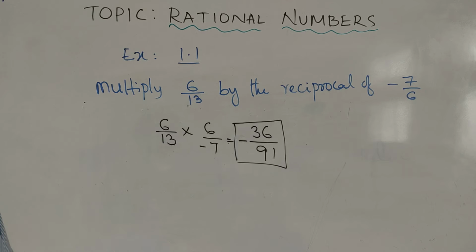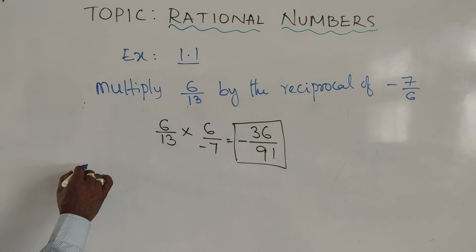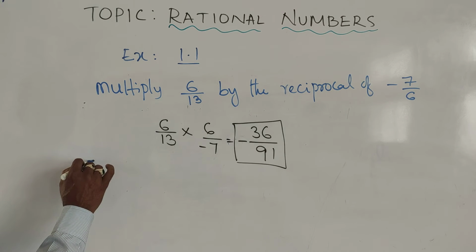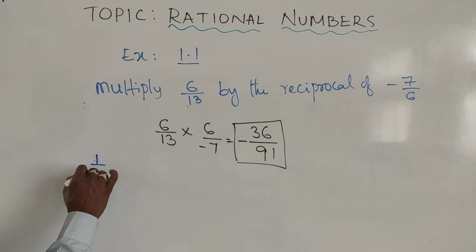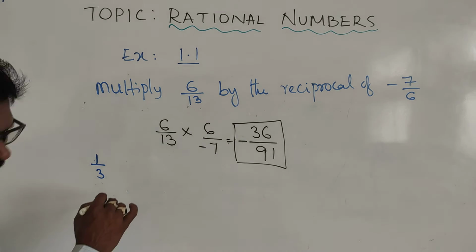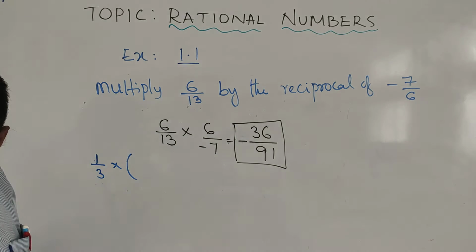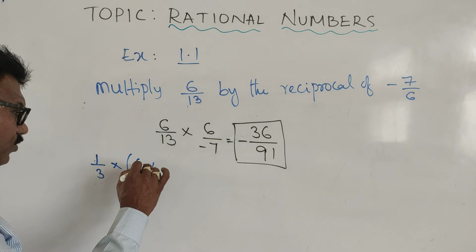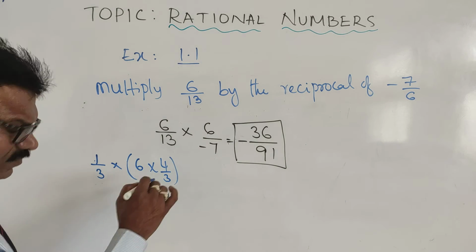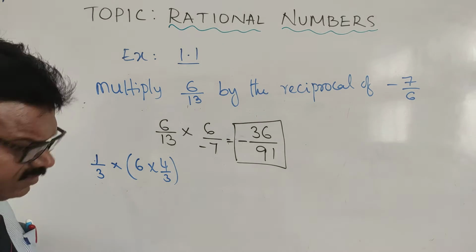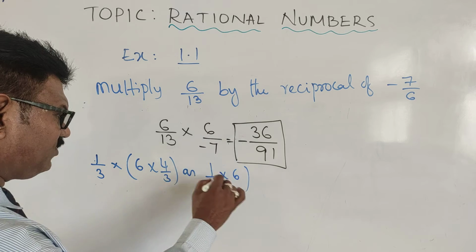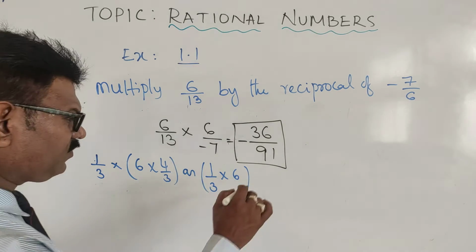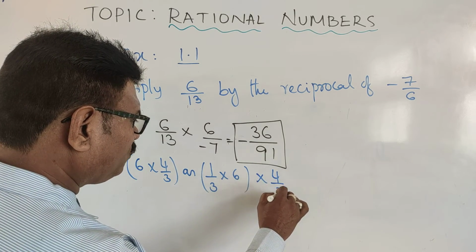Tell what property allows you to compute. Name the property. You should write the property name. The question is 1 by 3 into 6 into 4 by 3 as 1 by 3 into 6 into 4 by 3.